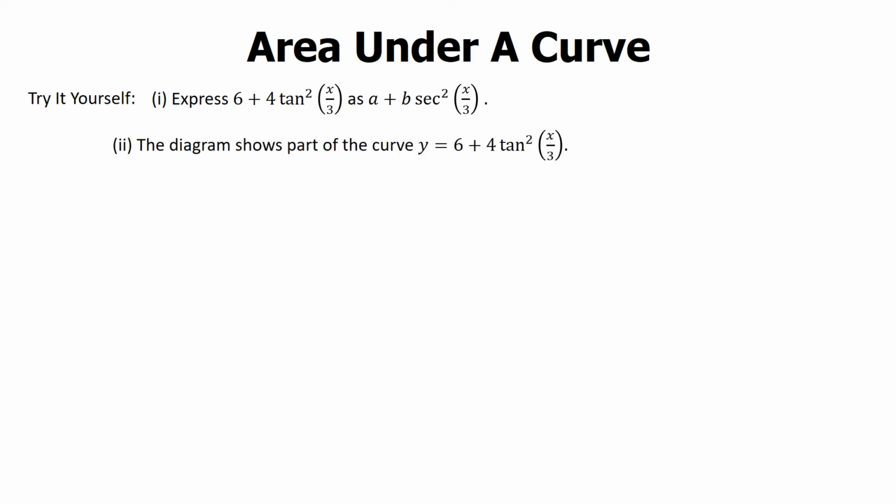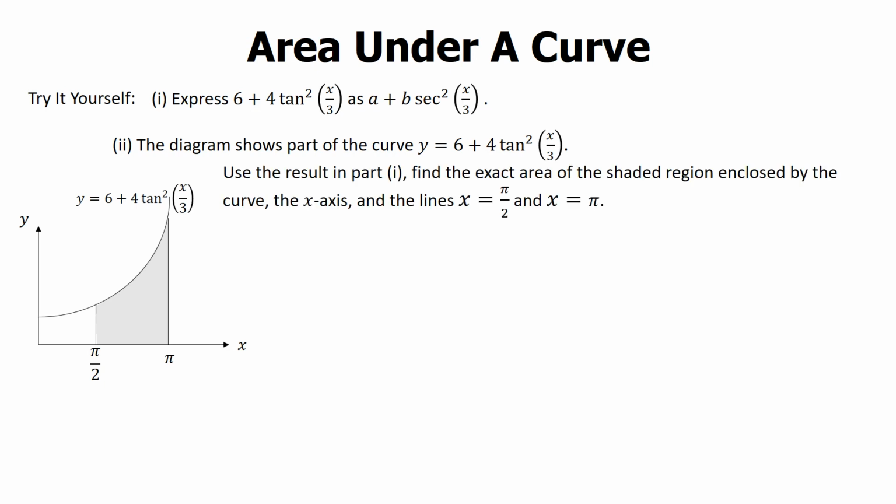Now, let's try this example yourself. 1. Express 6 plus 4 tan squared x over 3 as a plus b sec squared x over 3. 2. The diagram shows part of the curve y equals 6 plus 4 tan squared x over 3. So here is the diagram. Use the result in part 1. Find the exact area of the shaded region enclosed by the curve, the x-axis and the lines x equals pi over 2 and x equals pi. You can pause the video and try to solve it yourself.